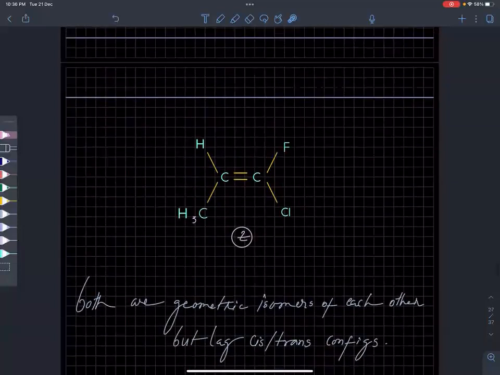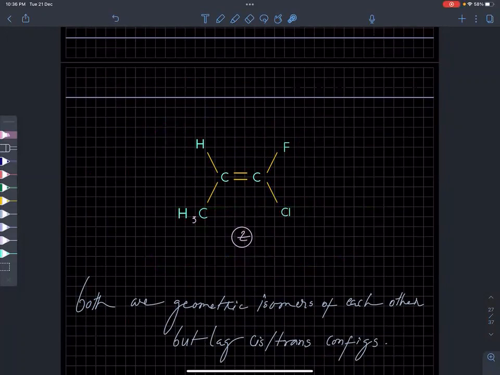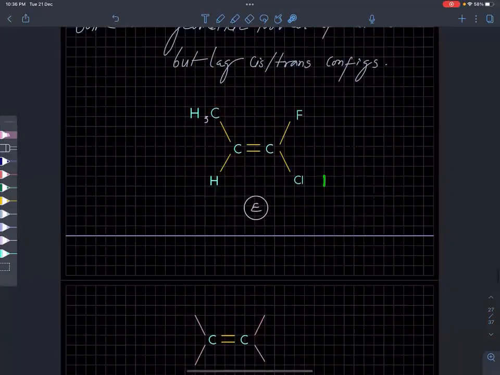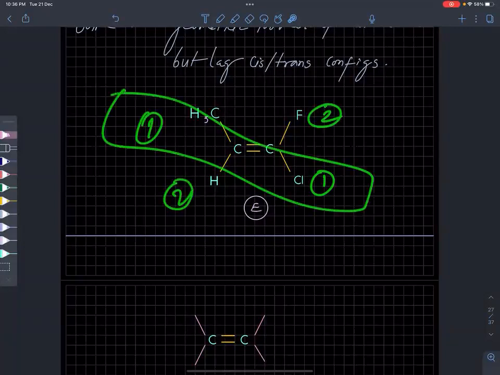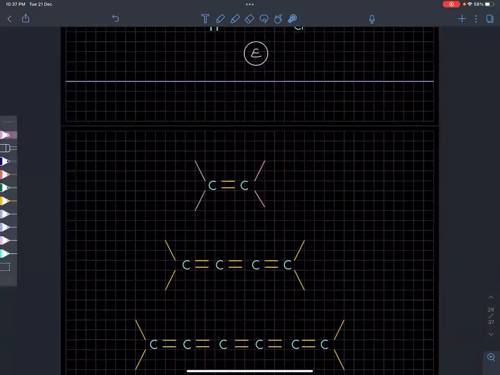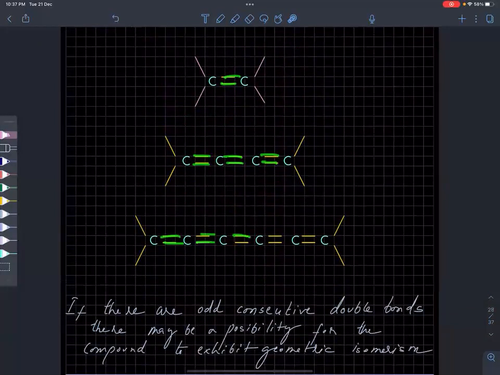What about this? Number 1, number 2. So this is Z. No cis and trans, because no same groups are attached. Clear? What about this? Number 1, number 2. Number 1 is on the opposite side, that's why it is E. Clear?